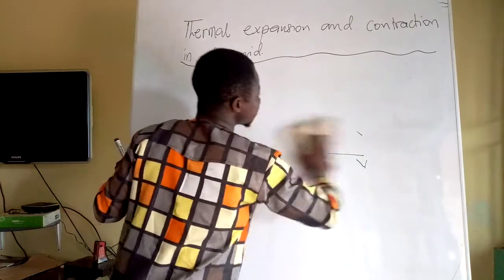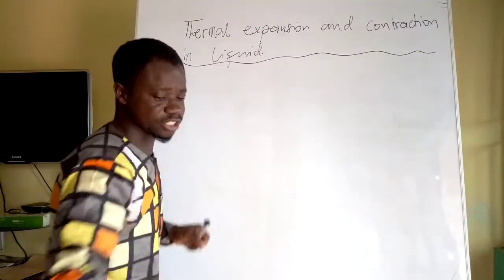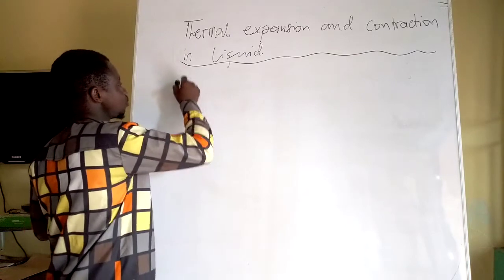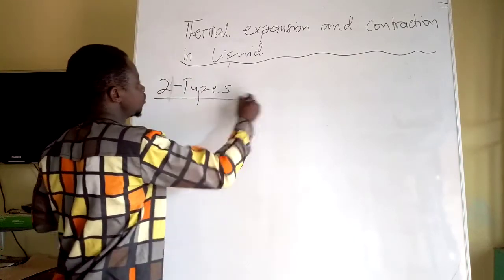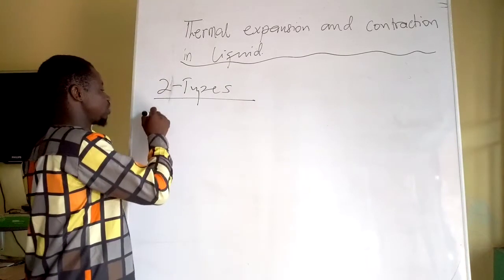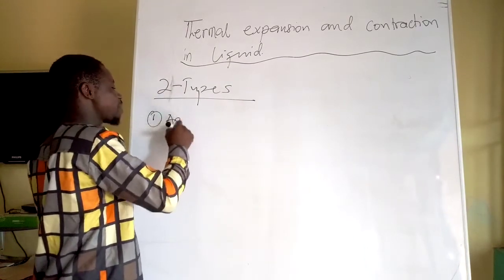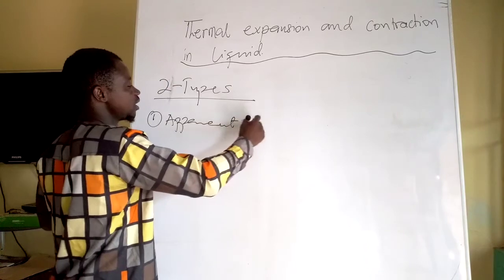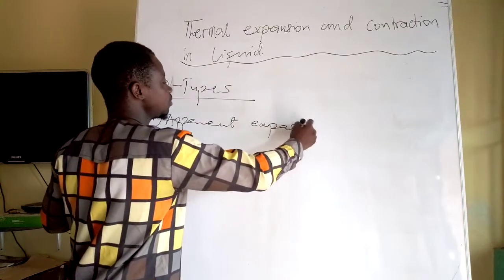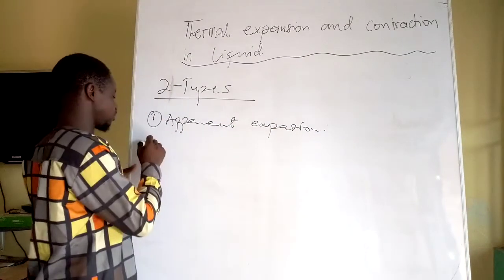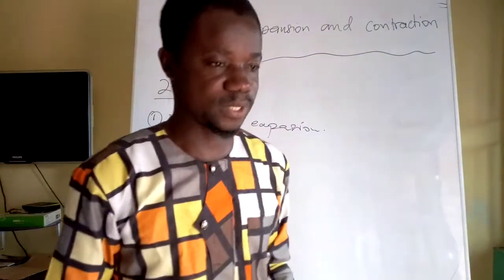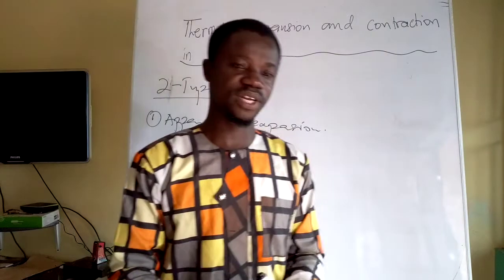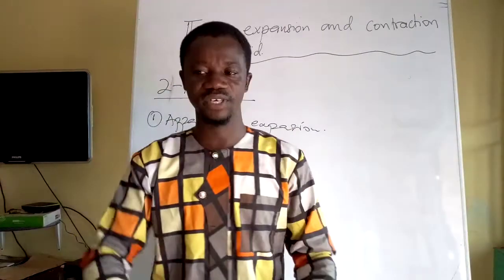So let's look at types of thermal expansion and contraction in liquids. We have two types. One, apparent expansion in liquid. Now, when we say apparent expansion in liquid, we are talking about the expansion of a liquid without taking into consideration the expansion of the containing vessel.